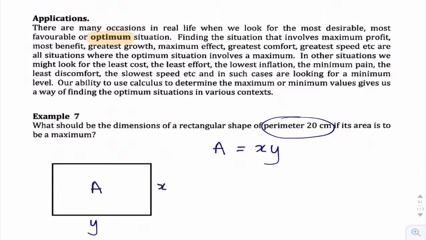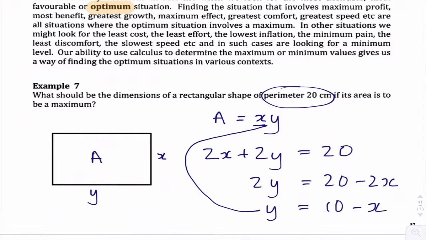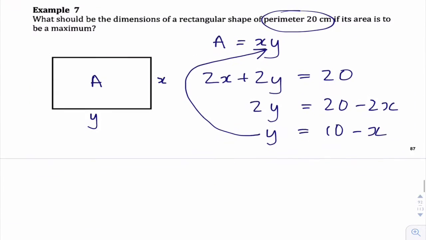The fact that the perimeter is 20 means 2x plus 2y is equal to 20. Alright, so I'm going to rearrange this equation here so I get one variable on its own, and I'll choose y. I could have chosen x to get on its own, but I'll choose y. So I get y is 10 minus x, dividing both sides by 2. Okay, so now what I'm going to do is substitute that value of y back into this expression that we have for the area that we're trying to find a maximum for.